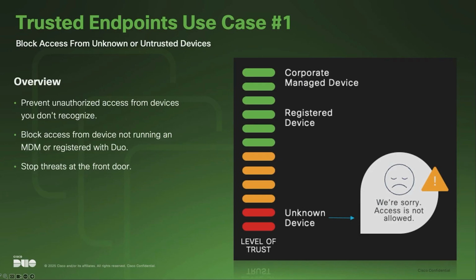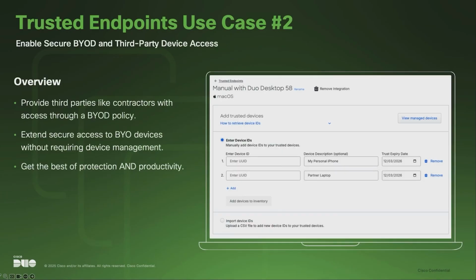Next, let's talk about how Trusted Endpoints helps you support bring your own device or BYOD policies and third-party access without compromising security. I know many of you support BYOD policies or you work with contractors and partners who need access. Trusted Endpoints lets you extend secure access to these devices without forcing full device management software to be installed on them. You can register these devices in your trusted inventory, giving your users the flexibility they need while you maintain control and security. It's pretty much a win-win for productivity and protection.